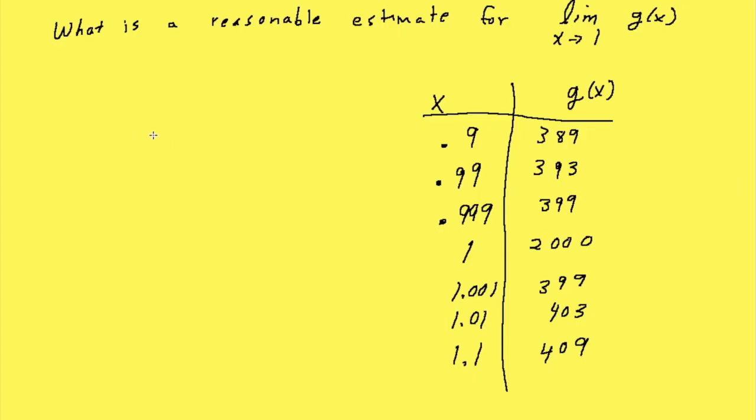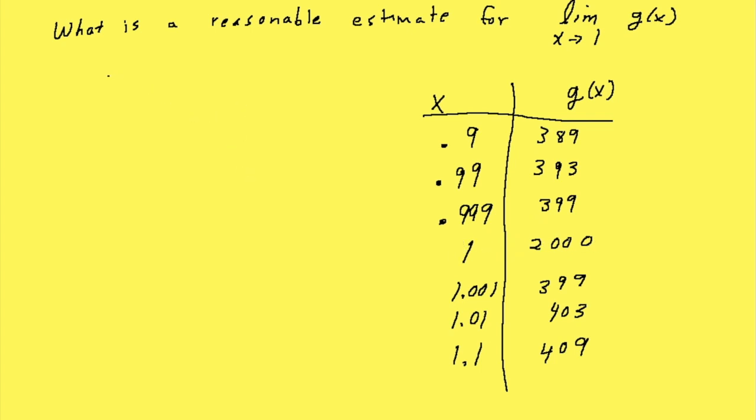Here's the next type of problem you might encounter. It'll say, what is a reasonable estimate for the limit as x approaches 1 of g of x? And it doesn't actually tell us what the function is, but it did just name it g of x. So we'll assume this is some function, and we don't know the full equation, but it's called g of x. So they are already telling us, okay, what's the limit as x approaches 1 of g of x? If you plug in 1, you get 2,000. That's interesting.